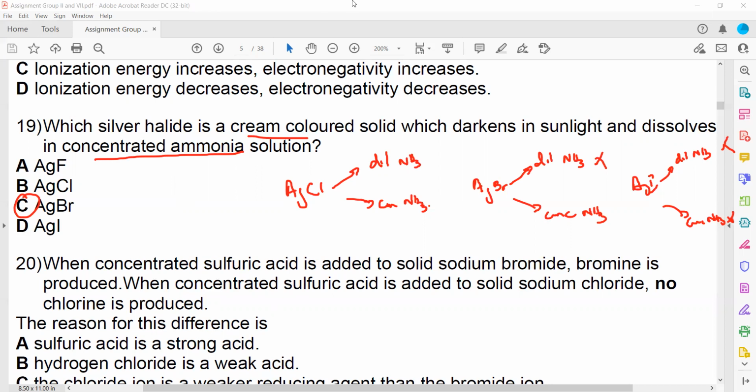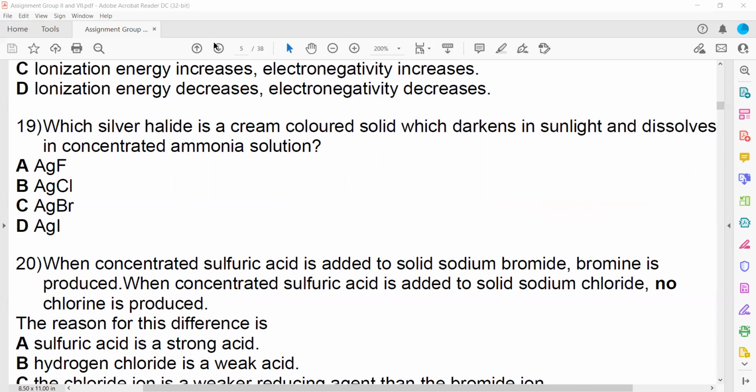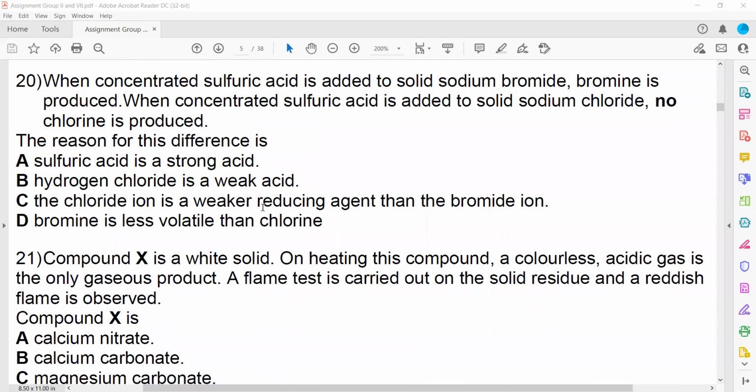So again, this is related to memorization. You have to learn these colors as well as the products.